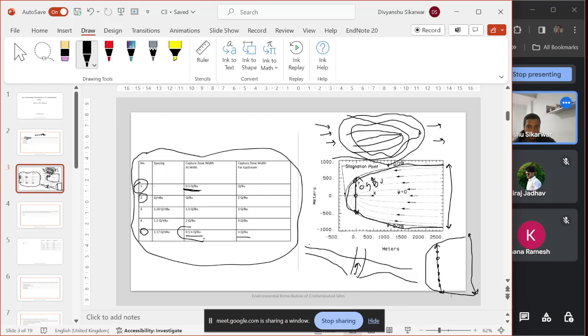This is the formula. Spacing epsilon, width at well and at upstream. This is the flow direction, so this side will be the upstream, and this side will be the downstream. So the upstream width we have to calculate.